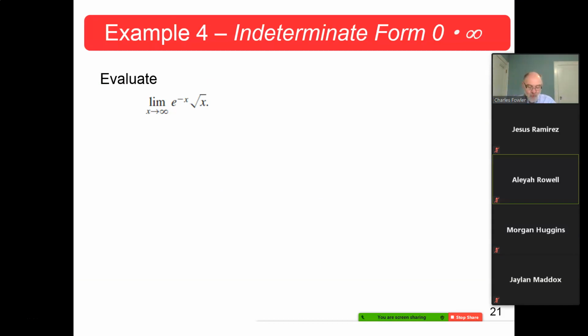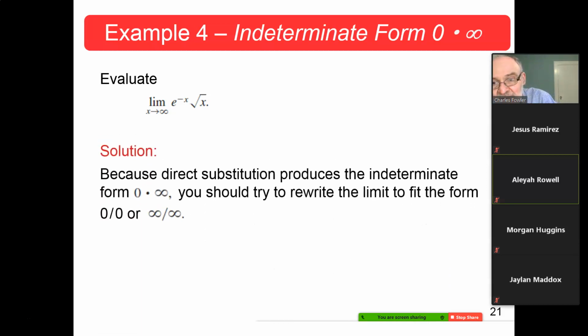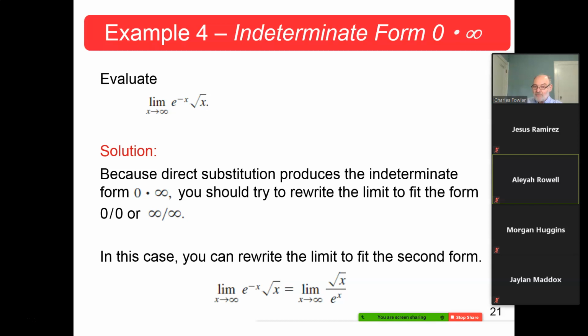Okay, there was example 4. Now, I think they do the same thing we did, because direct substitution produces a stupid expression, okay? Let's rewrite it, and certainly that makes sense. And they chose to rewrite it just like we did, as square root of x over e to the x, which of course is, as x goes to infinity, square root of x is going to infinity, but slowly, and e to the x is going to infinity, but incredibly rapidly, okay? Both of them going to infinity, though, so it's infinity over infinity.